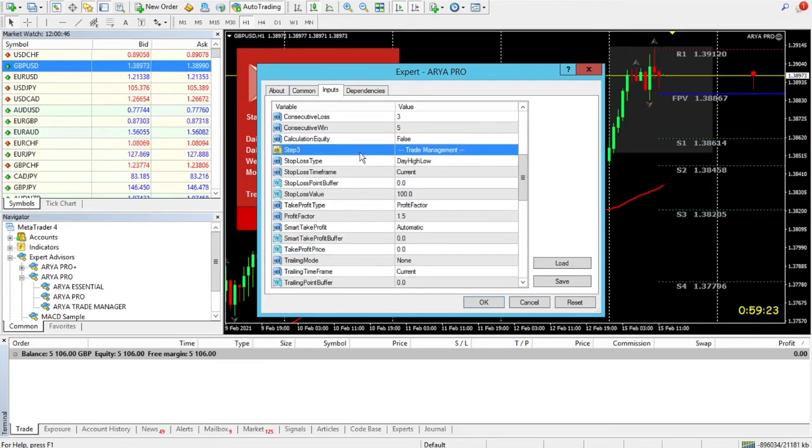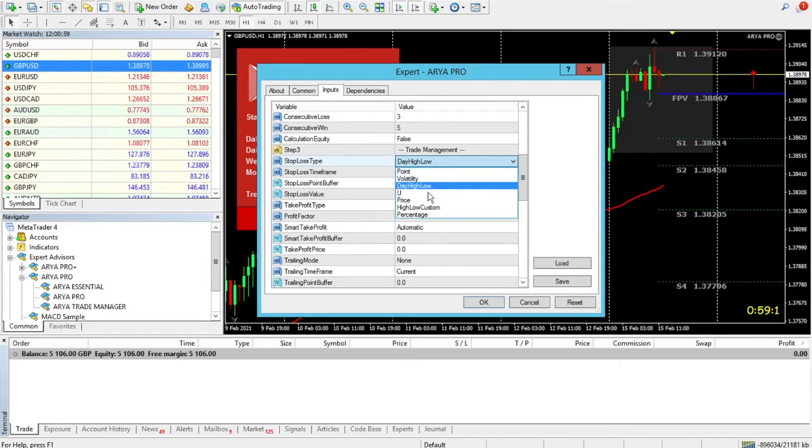Step 3 is defining your trade management. First is the stop loss type. Choose between point, volatility, day high-low, U, price, high-low custom, and percentage. This parameter will define the size of your stop loss. For a stop limit order and a limit order, the stop loss point, volatility, price, and percentage will work. Stop loss points allows you to define the stop loss in points.